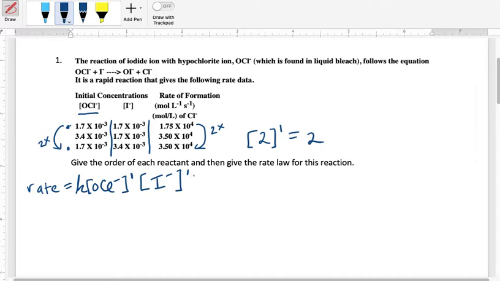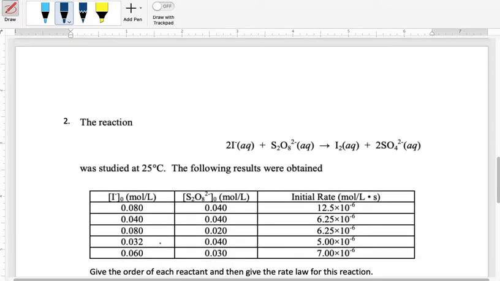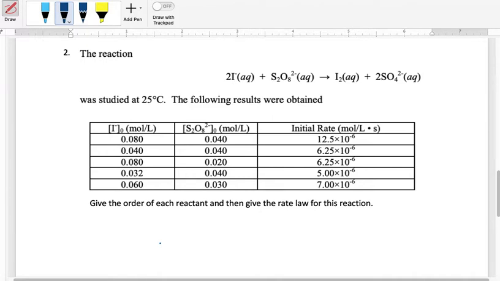You don't have to write these ones in. They tend to get left out. And that's our rate law. To do the whole process, we would actually figure out k, but let's just figure out the reaction rates. And I can show you how to figure out k in another video. So let's do another one of these.